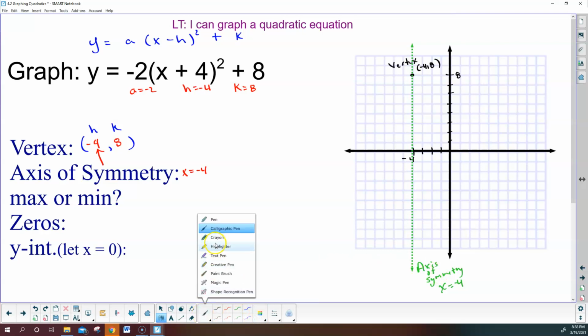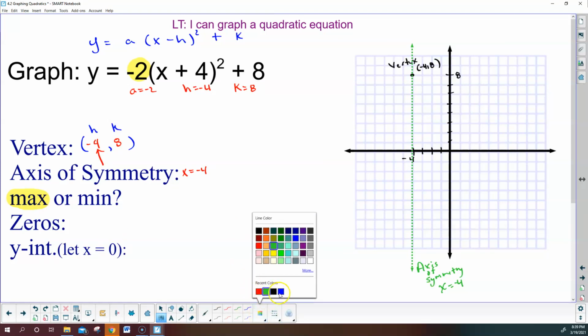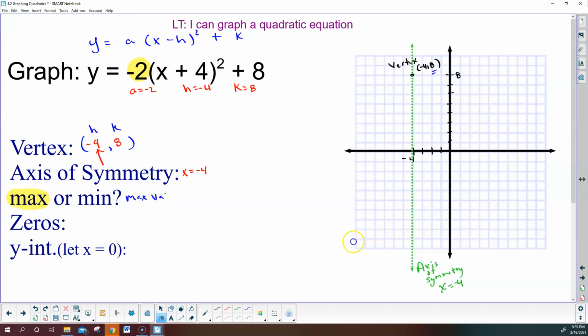Now, I could answer this even without graphing. Am I going to have a max or a min? Well, let's think about this. I have a negative a value, so it's going to open downward. My vertex is right up here at the top, so that is going to be a maximum value. And then what is the maximum value? Well, the maximum value is the y value, so it's the 8. So I'll have a max value of y equals 8. That's the highest output that I would ever reach.